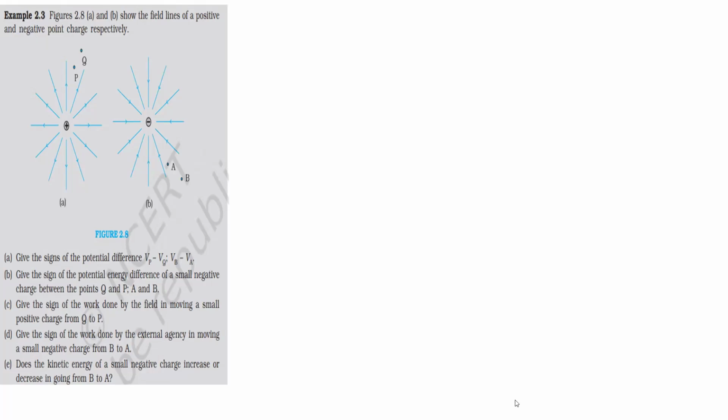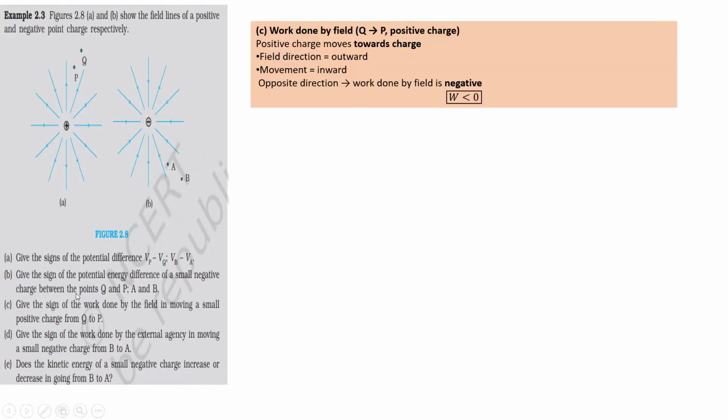Example 2.3, we have completed part A and part B in the previous question. Now we go for part C. Give the sign of work done by the field in moving a small positive charge from Q to P. Okay. We have to move the positive charge from Q to P. What is the work done while moving the charge from Q to P? Work done by the field. I repeat, work done by the field, not by ourselves.